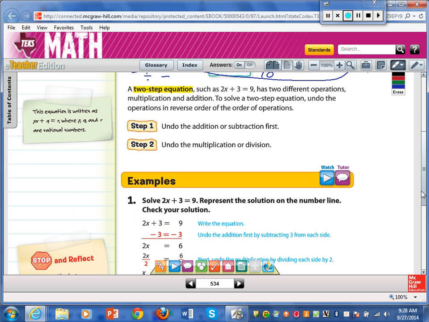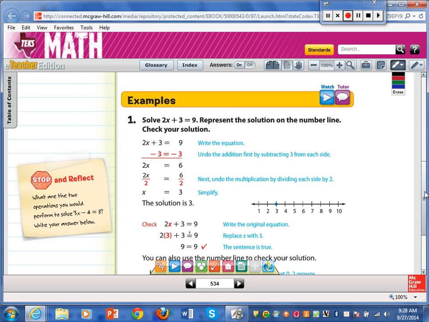Step 1, undo the addition or subtraction first. You remember from solving one-step equations that to undo any addition, you subtract, and to undo any subtraction, you add. You do the opposite. Step 2, undo the multiplication or division. So as you can see, you undo any addition or subtraction first, then you undo any multiplication or division second. Let's see how that works in example number 1.